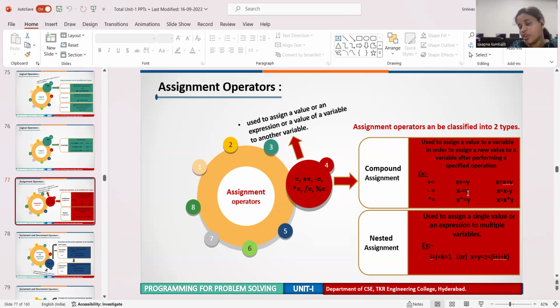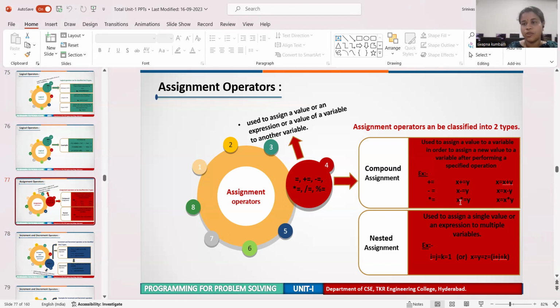If x minus equal to y, it means from x we subtract the y value, and whatever result we get, we store it in x. The same thing: the operator's operation is performed first, and the value is assigned to the first value. That is the compound statement here.